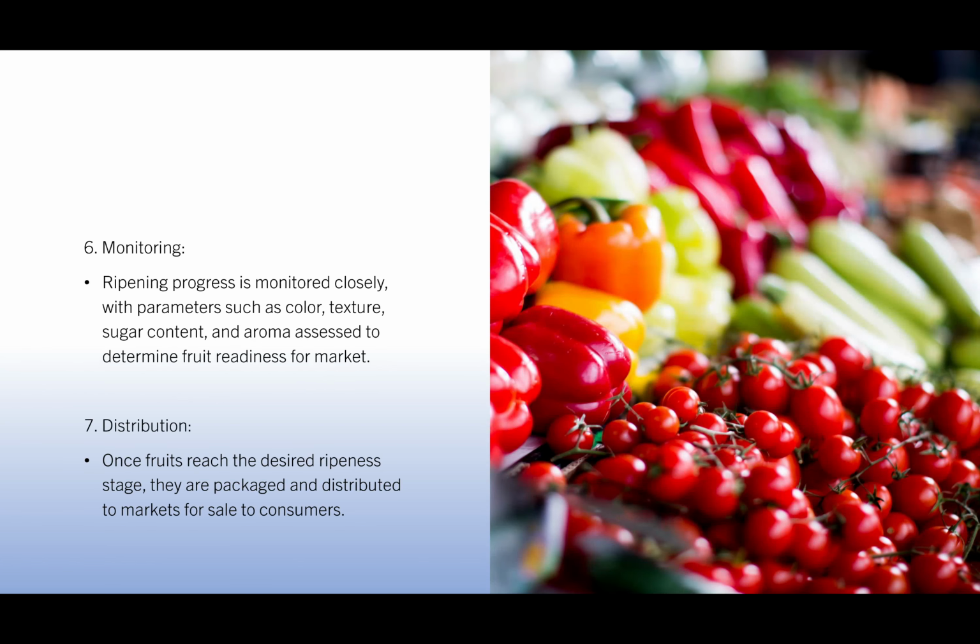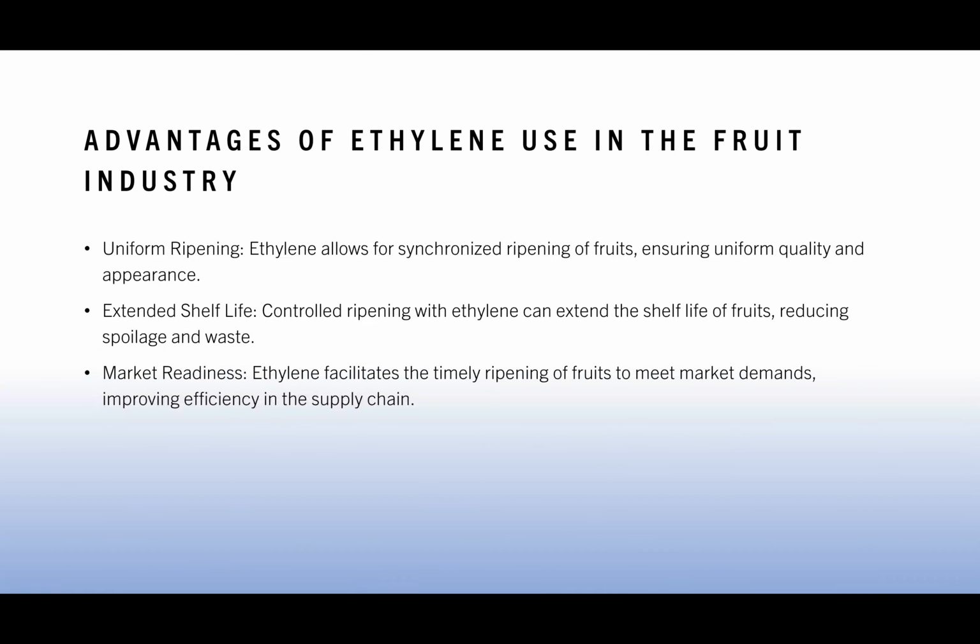Now, the ripening process is monitored closely as parameters such as color, texture, sugar content, and aroma are assessed to determine the readiness for market. And then once the fruits have reached the desired stage, they are packaged and distributed to markets for sale to customers. So what are the advantages of using ethylene?